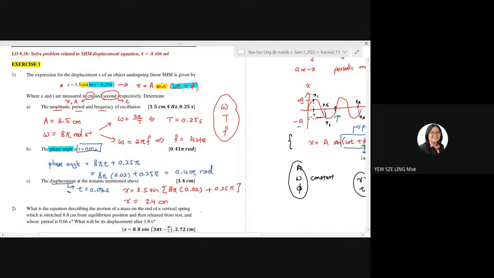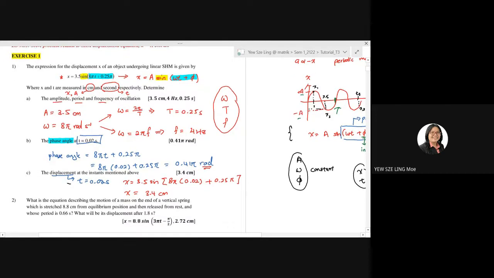Okay, 3.4 cm. Now, when it comes to these questions in chapter 9, make sure your calculator is in radian mode, because the phase angle is given in radians. So your calculator should be in radian mode if you want to calculate the displacement, velocity, and acceleration. Okay, so we are done with question 1. Now I give you 2 minutes to write down the important information that you have in question 1 before we proceed to the second question. If you are done, you may try the second question first.